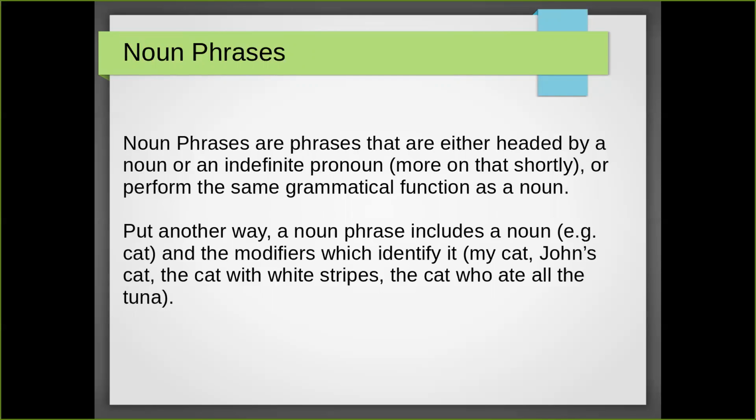It's the cat with white stripes. It's the cat who ate all the tuna. Sounds a lot like my cat. But these are examples of noun phrases where you've got a noun and the things that modify and describe that noun to identify it.